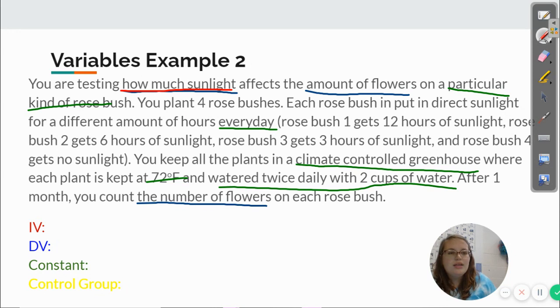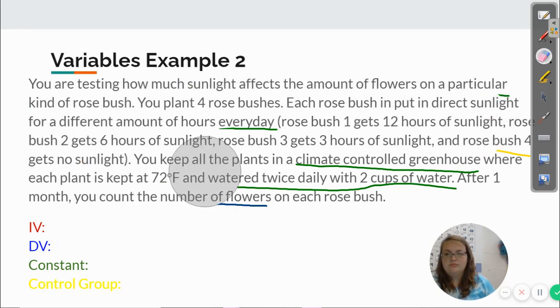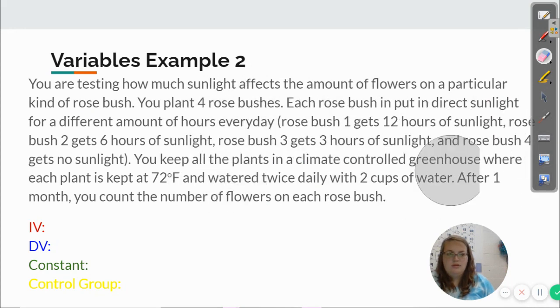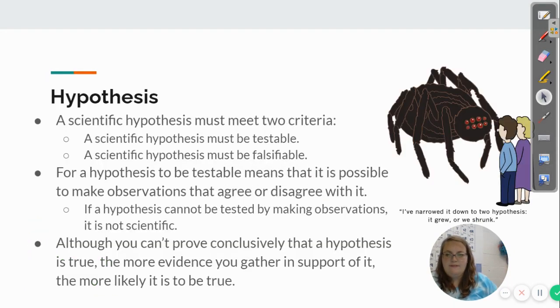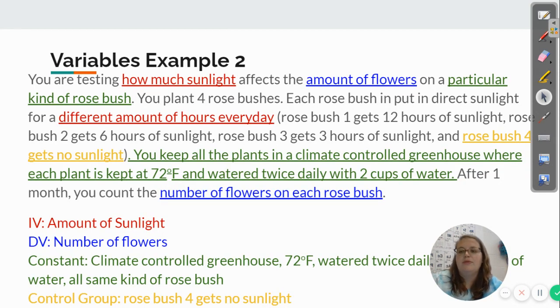Now, we're looking for our control group. Control group is going to be the one in the experiment that doesn't get anything. It's the one that we're measuring everything against to see what happens if we don't change the independent variable. So that would be rose bush number 4 that gets no sunlight.